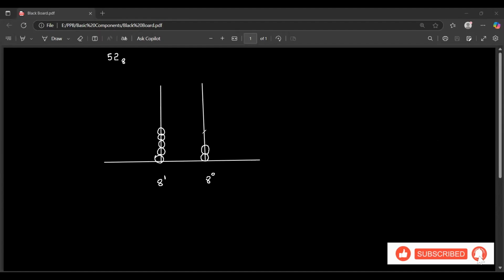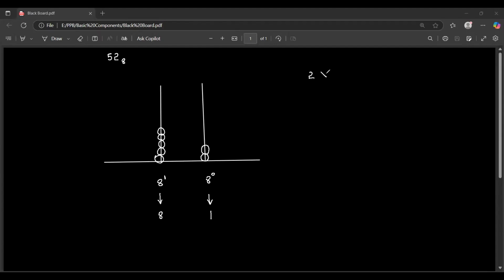Okay, you have to multiply the number of bits by the place value of the digit. Here you have 2 and the place value is 1. Here we have 8. Since you have 2 bits here, 2 into 1 will be equal to 2.